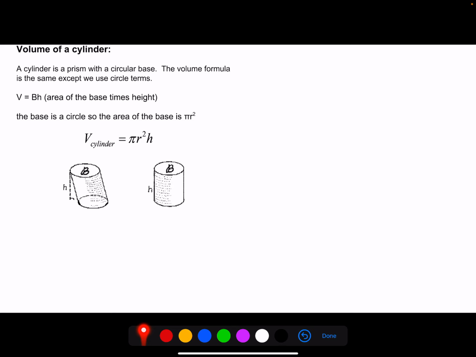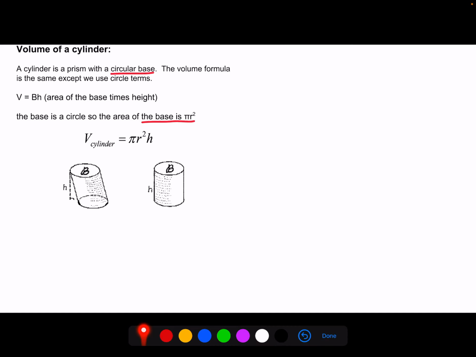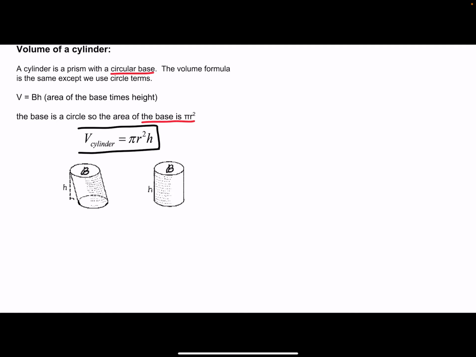Next up, we have cylinders. So the volume of a cylinder is very similar to the volume of a prism. It's still going to be big B times H. The main difference here, though, is that big B is now a circle. So big B is going to change into pi r squared. So therefore, the volume of a cylinder is pi r squared times H. Again, that's just the same thing as big B times H.